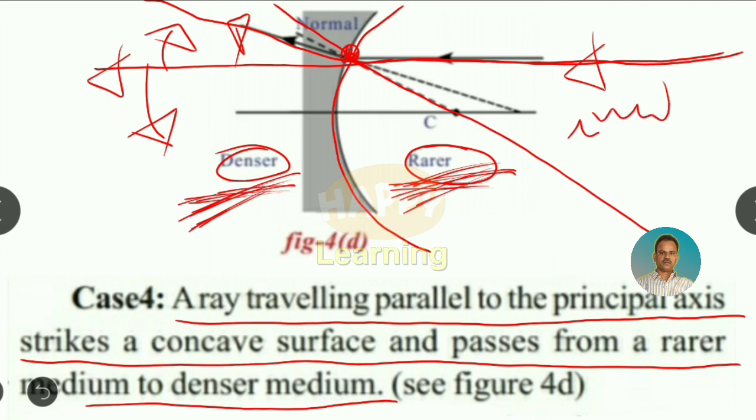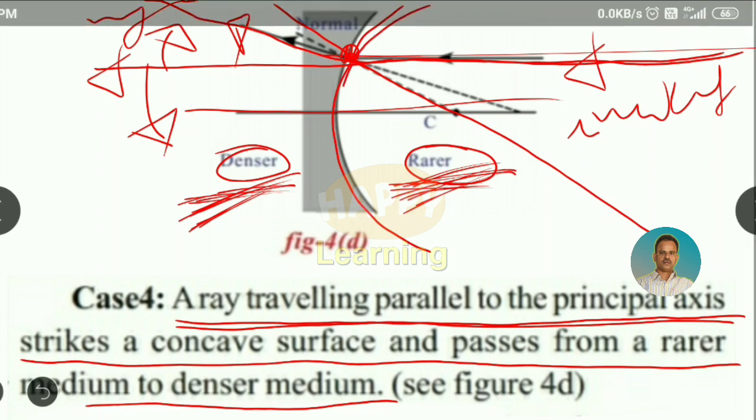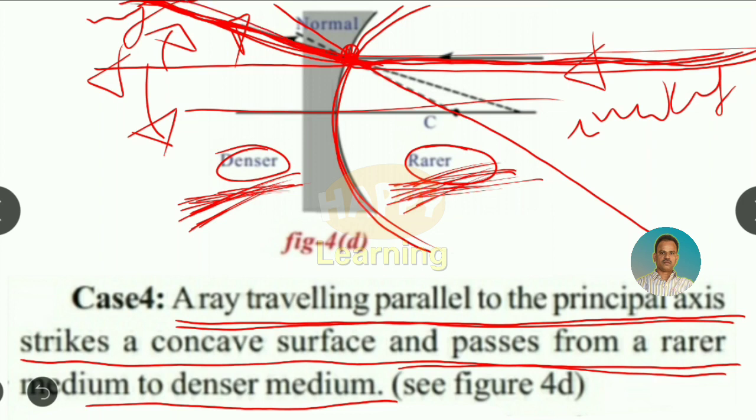Okay, so a ray traveling parallel to the principal axis. Yes, this is the principal axis, this is the parallel ray. It strikes the concave surface. This is the concave surface. Okay, and it passes from rarer to denser. Then it bends towards the normal. So this ray is moving like this. So it bends towards the normal. Okay, right.